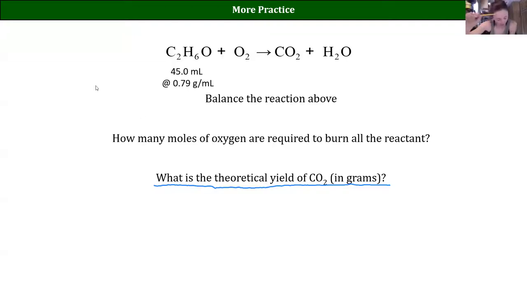Hey, Sean, I have a question. I'm not really good with identifying the reactions, but would this be a combustion reaction? You're absolutely right. Okay, yeah. Cool.